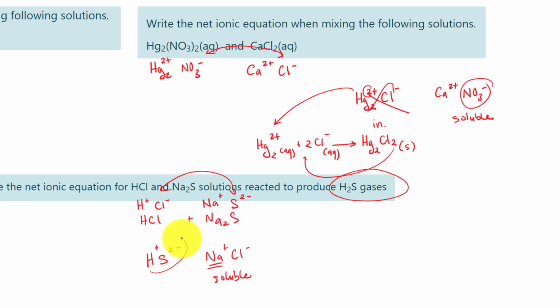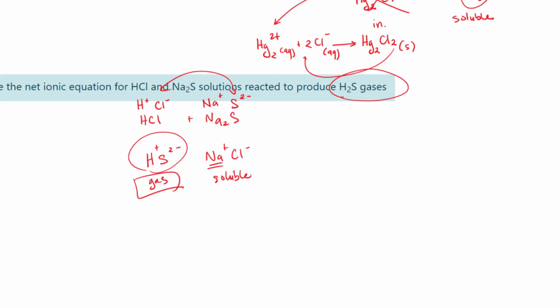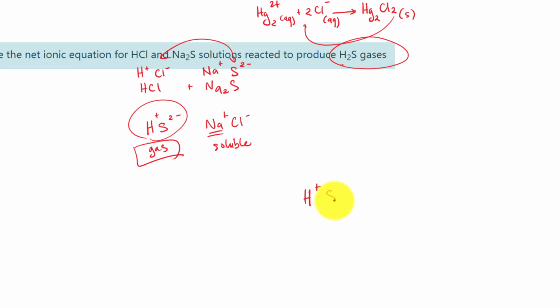But this one is where it gets tricky because this one is forming a gas. So let's look at this. How is this going to look? Well, we know this is going to be a gas because it tells us in the problem. So let's write the product for this. I'm going to write down here. So we have H plus, S2 minus, and we do the crisscross method. So we have H2 and S. There you go. And this is a gas. So that's pretty much it.